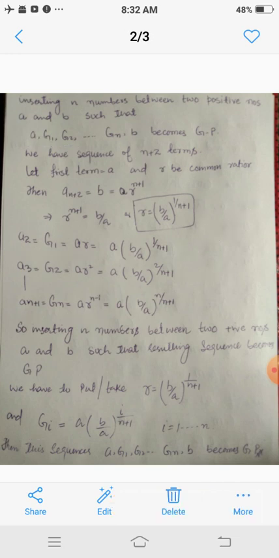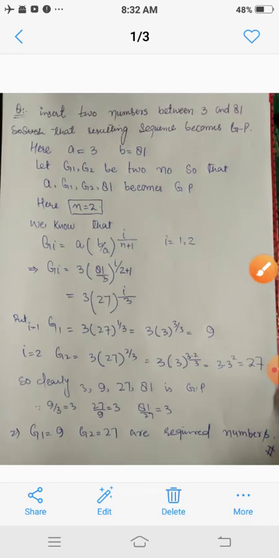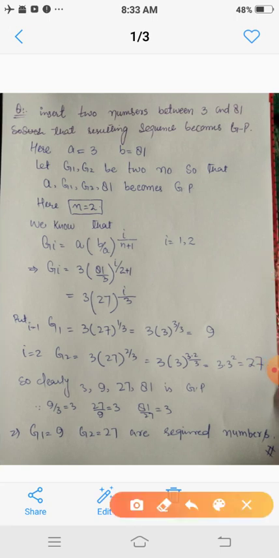Like if we consider two positive numbers, a equals 3, b equals 81, we have to insert two numbers between 3 and 81 so that the resulting sequence becomes a GP. Now here the first term a is 3, b is 81. Let g1 and g2 be two numbers between 3 and 81 so that the resulting sequence a, g1, g2, 81 becomes a GP. Here we are inserting two numbers, which implies that n is 2.